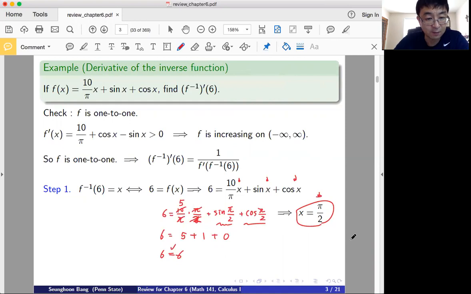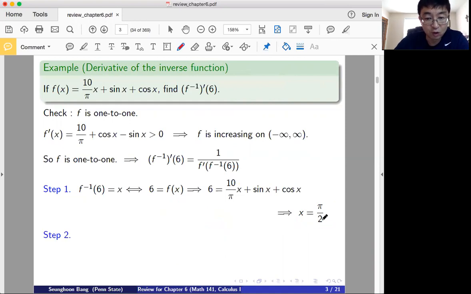So next step. What's step 2? You plug pi over 2 into here. So what's that? We have 1 over f prime of pi over 2. You calculate f prime of pi over 2. Only plug pi over 2 into x. Here, you plug in pi over 2, like this: 10 over pi cosine pi over 2 minus sine pi over 2.